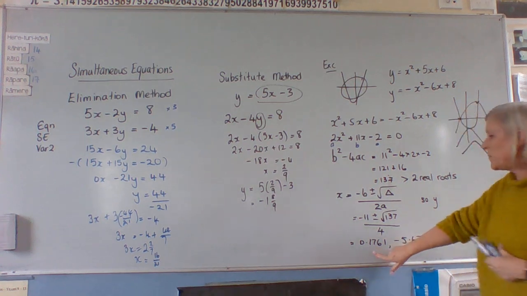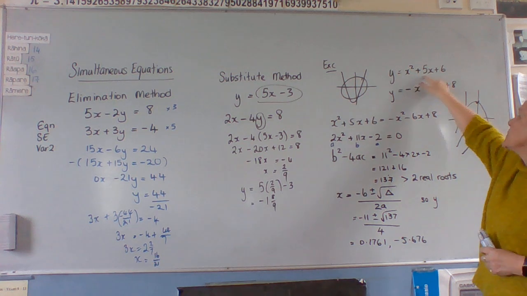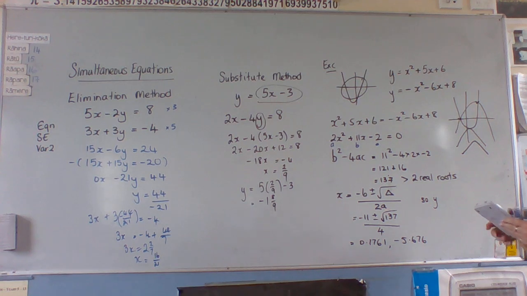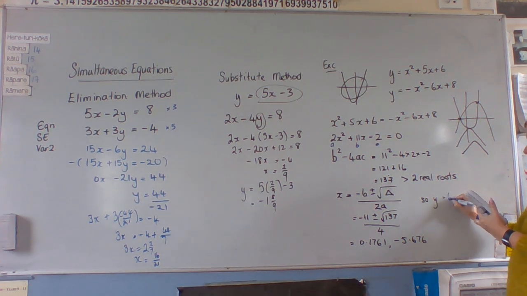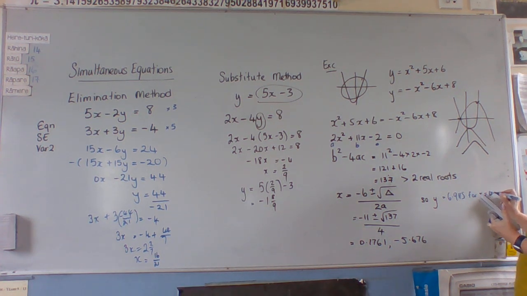So, when we put this one in, we're going to put it right back into here, into one of these. I'm going to pick this one because it's nice numbers, and I'm going to put it in and get 0.1761 squared plus 5 times 0.1761 plus 6 equals, so the y equals 6.9115 for x equals 0.1761.